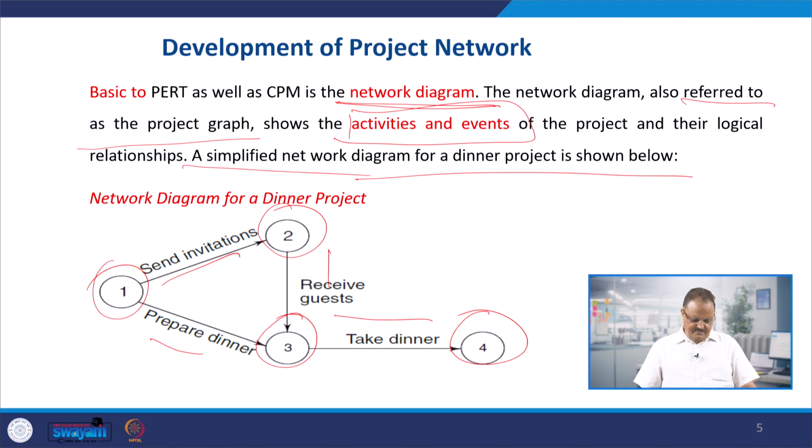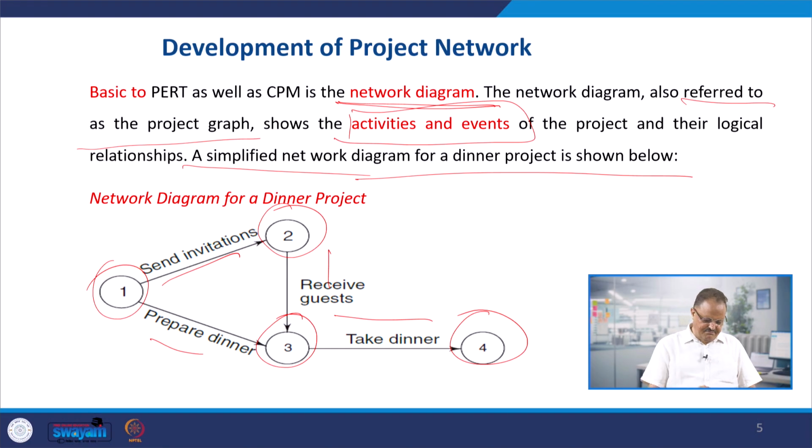In this case, we have two important things. One is the circles, which indicate the events, and the second is the activity. Events do not require any resources. They only indicate the happening or completion of something, the beginning or completing of some activity. The arrows in between indicate activities, and these activities require resources. They consume resources, that is, time as well as cost.